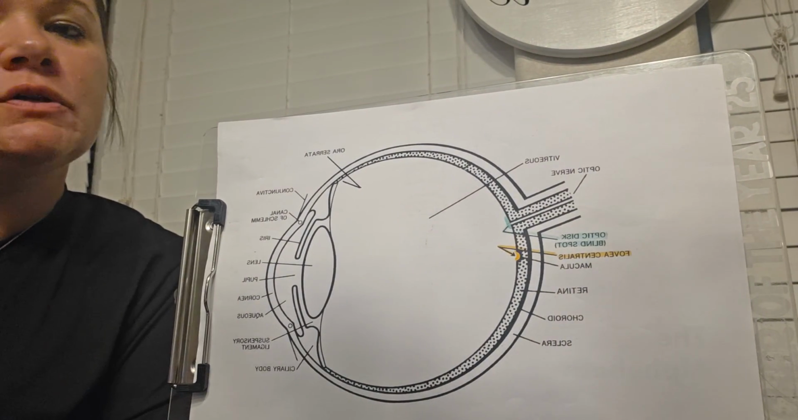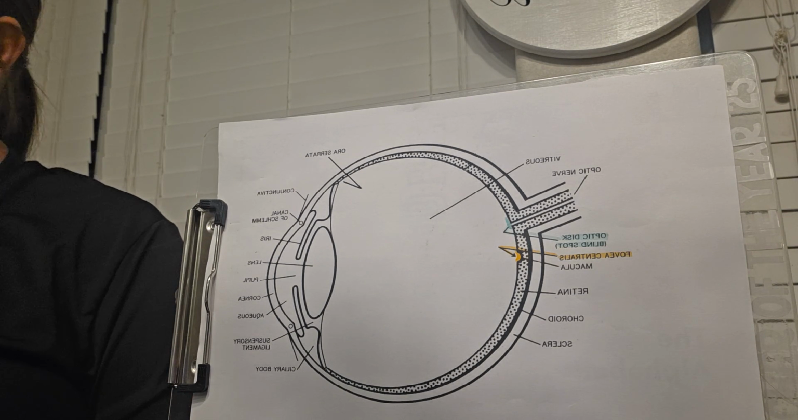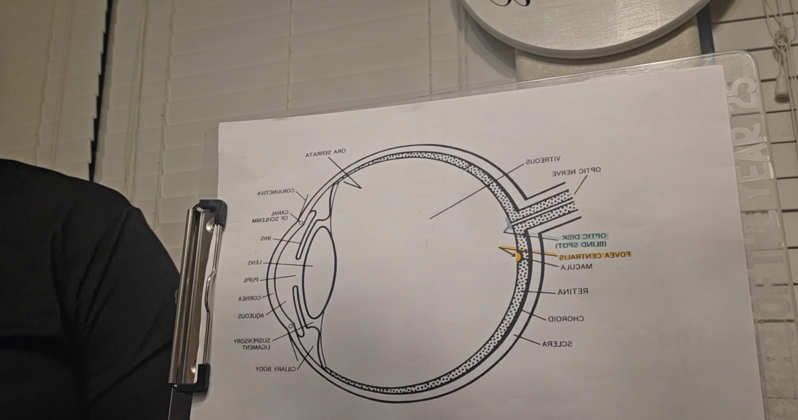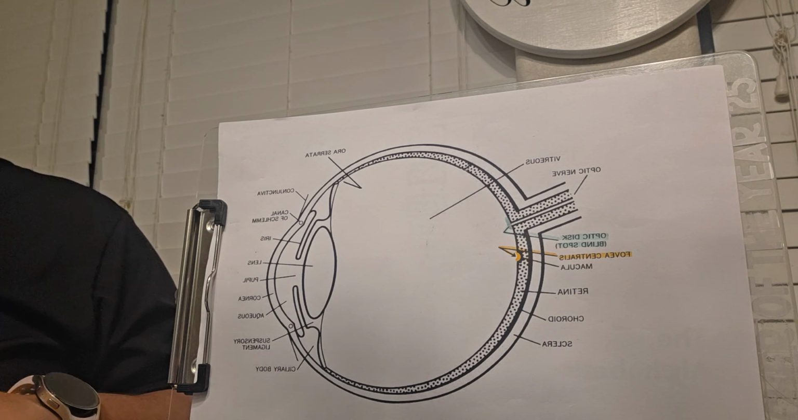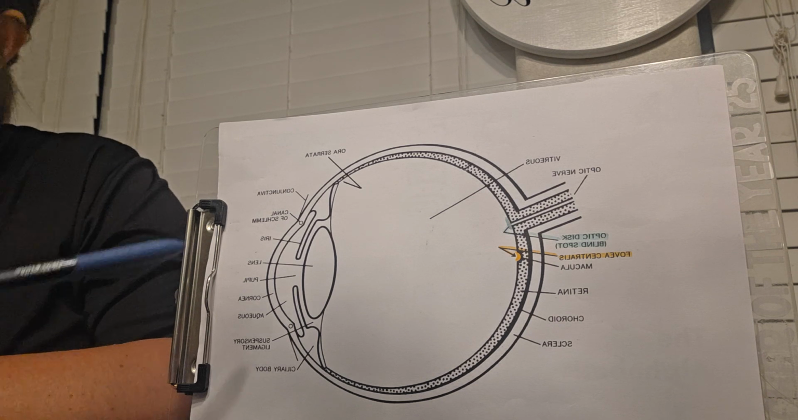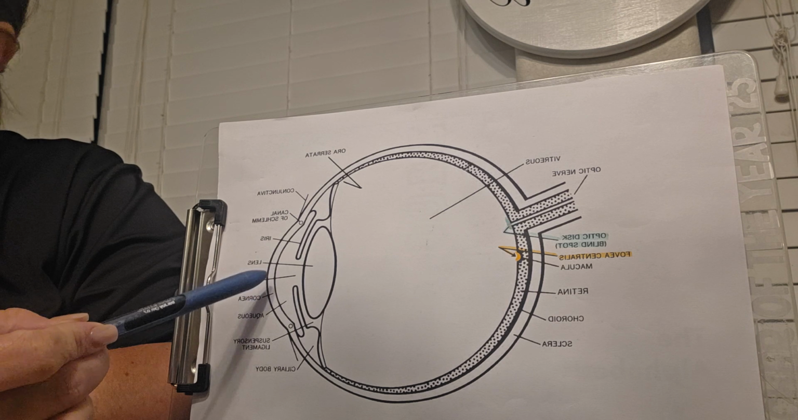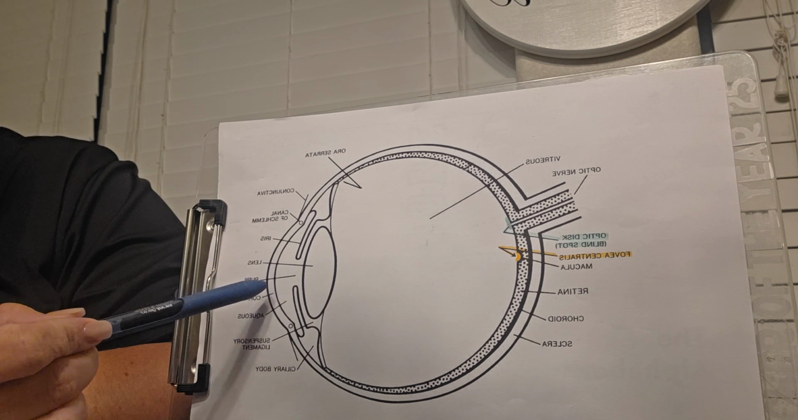So today we're talking about the structures of the eye. And so we'll go ahead and get started. I'm going to start here with the cornea. The cornea is going to be a clear dome-shaped covering that protects the eye.